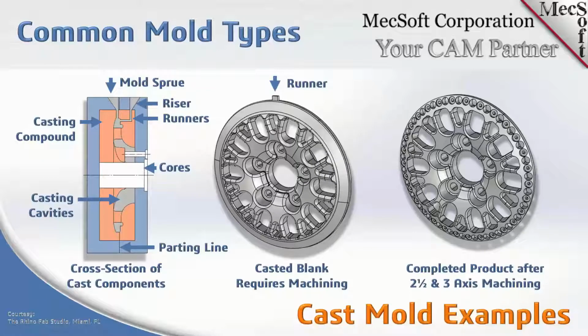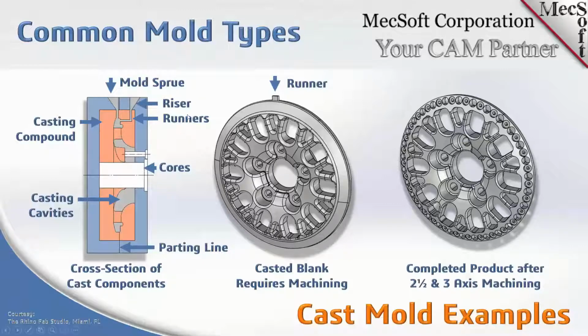Now, next up is cast mold examples. I mentioned previously that you need to have a blank in order to create a cavity, in order to create a casted part. And the final casted part is obviously the part you're going to machine, which is your production component. But uniquely, you also have to create the blank. So you have to machine that as well. And then you use that.